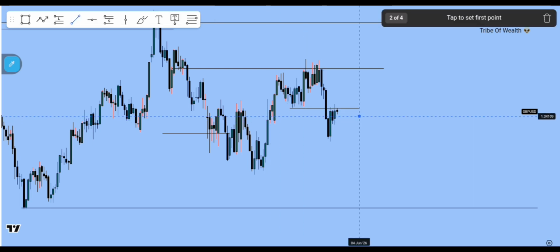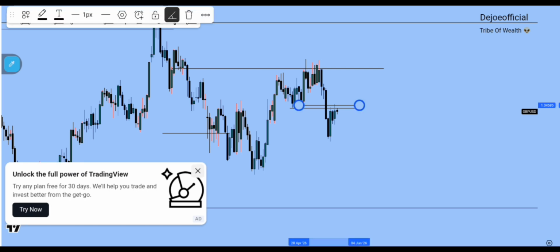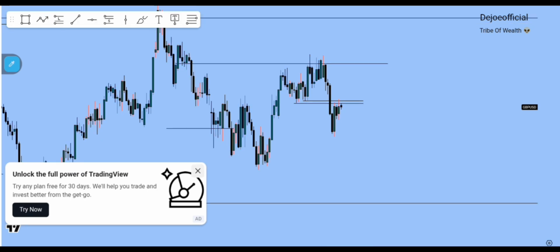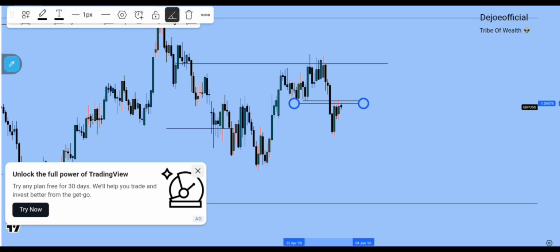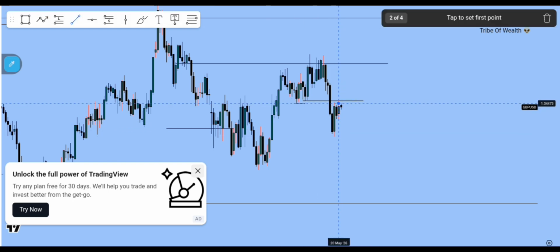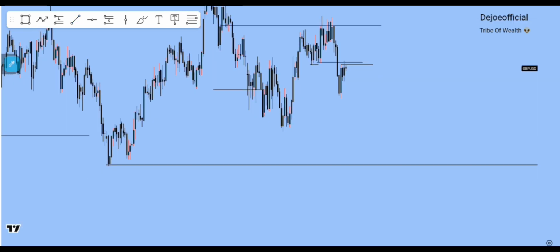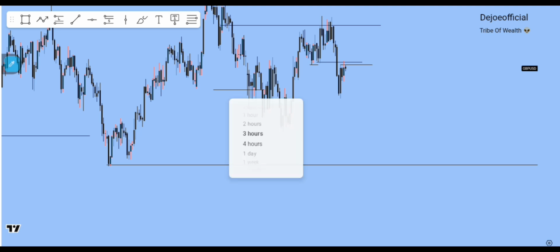When I was teaching yesterday, I actually saw this setup, but by the time I was teaching yesterday, it hadn't triggered. So now it has already triggered and gave me this particular liquidity here before tapping in. So I'm also expecting it to take out this low. So going down to 4 hours time frame.